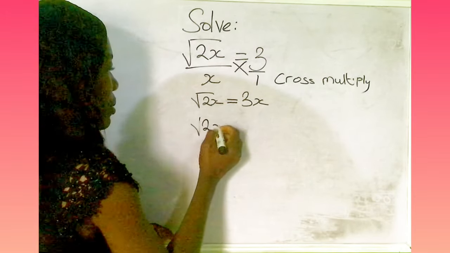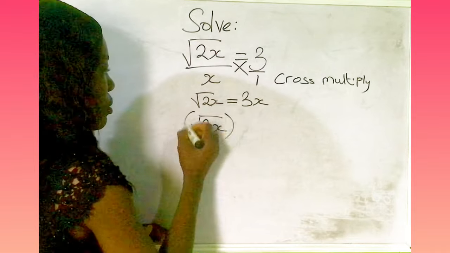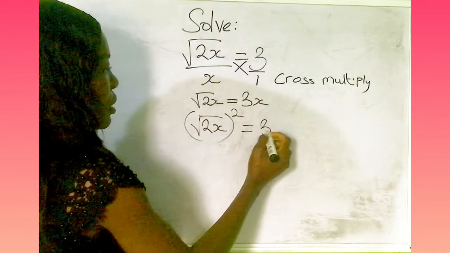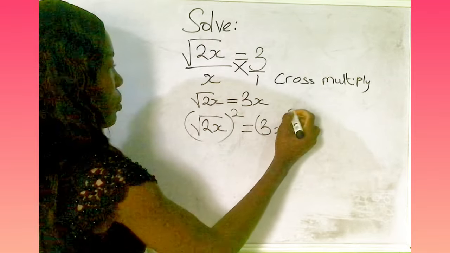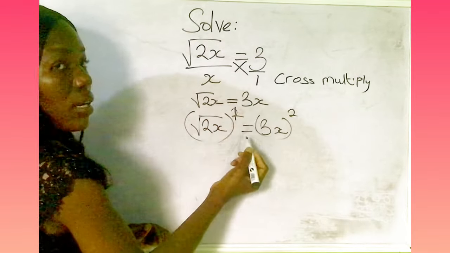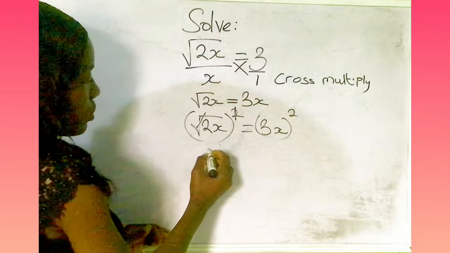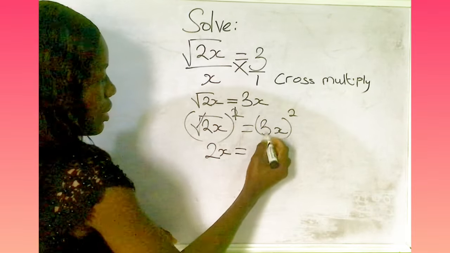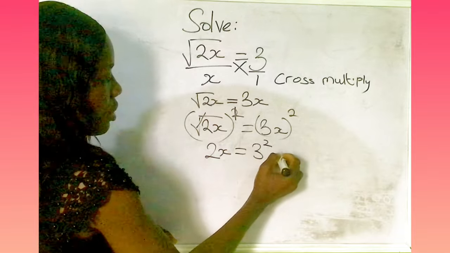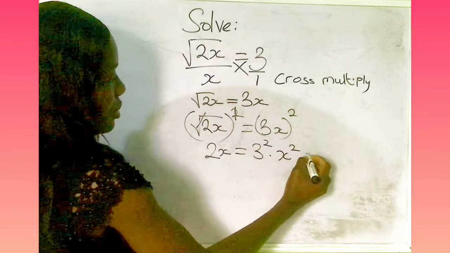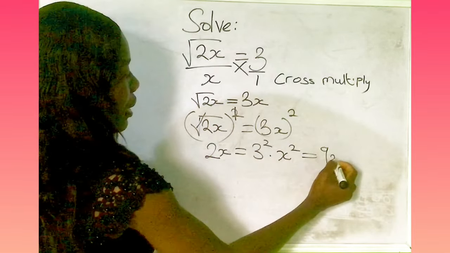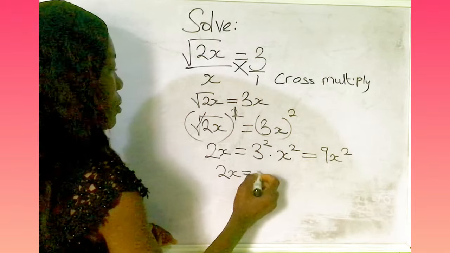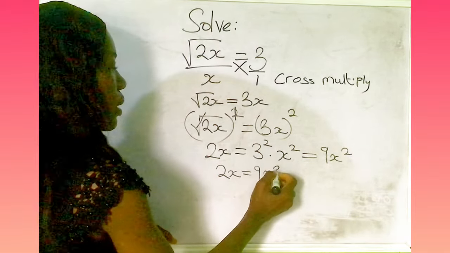So to square both sides, we do this: root 2x squared, this part is equal to 3x. Then also what? Square here. This square has cancelled the square root. We are left with 2x is equal to this, that is 3 squared and x squared. That is what? We have 9x squared. So we have 2x is equal to 9x squared.